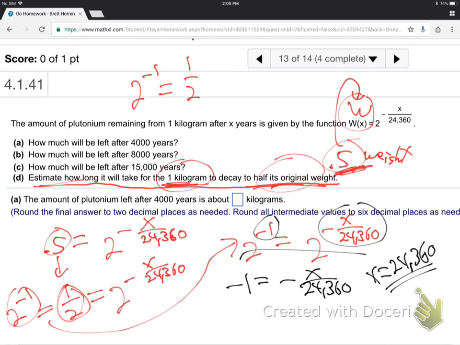24,360 years, and the plutonium will be half of its original weight. Just wait a little while. It'll be half. That was weird, huh? Does that make sense, that last step? I was just looking at this fraction saying, hey, how do I make this fraction 1? He's already got the negative. We make the top the same as the bottom. The x, the top, has to be the same as the bottom, 24,360. Then that's a big negative 1. See, if x, right here, is 24,360, that's a big negative 1. 2 to the negative 1, 2 to the negative 1. It's true.